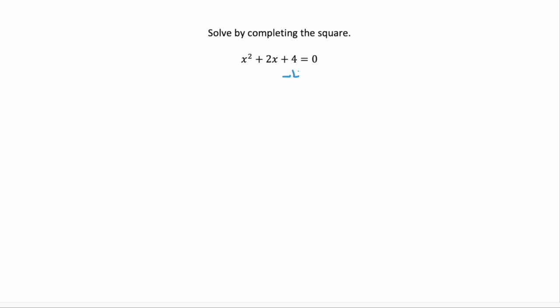So let's do that. Let's subtract 4 from both sides. That gives us x squared plus 2x equals -4. Now we can complete the square.